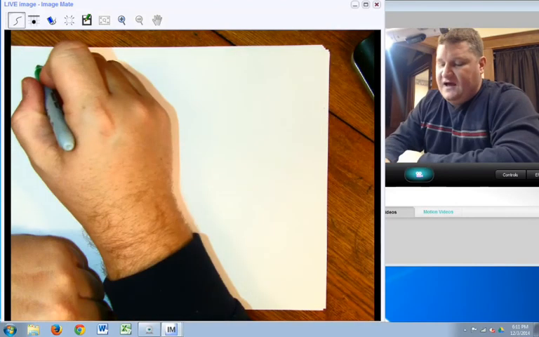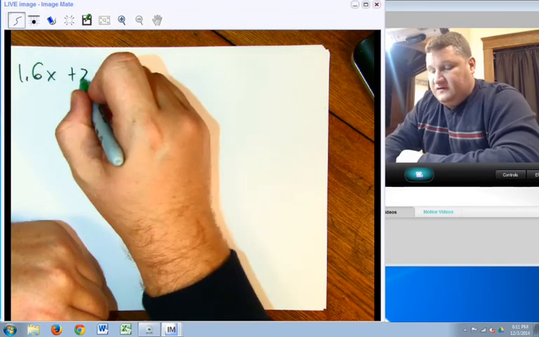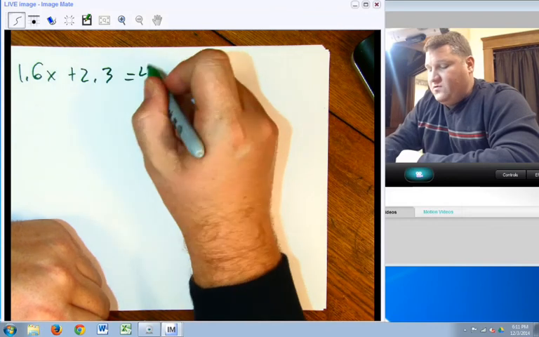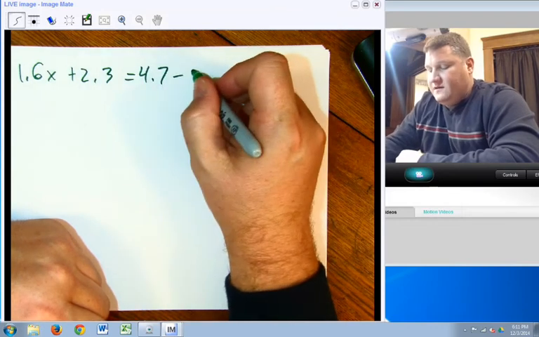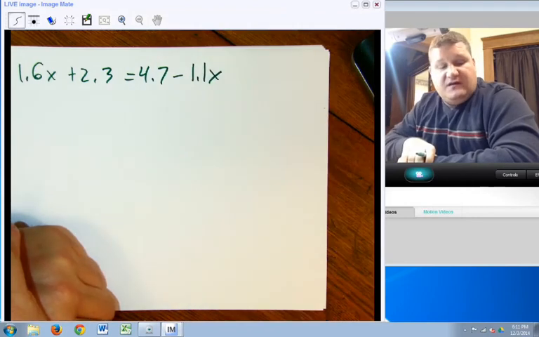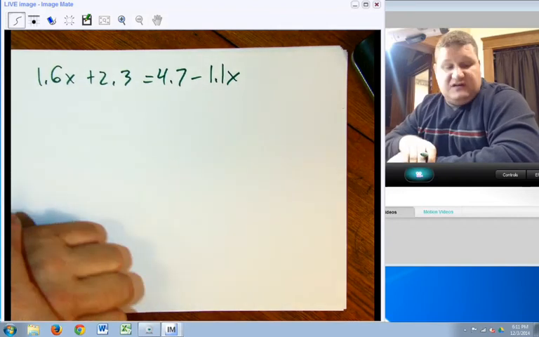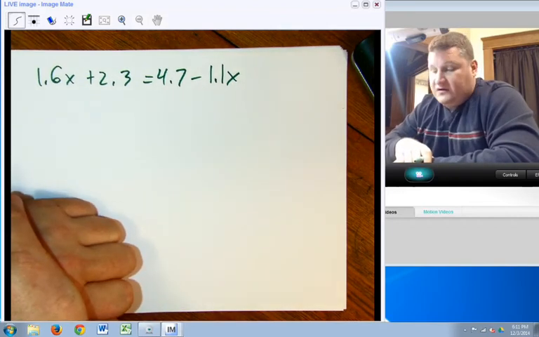If I have 1.6x plus 2.3 equals 4.7 minus 1.1x. So, something in this nature. Now, in this case, we have decimals to contend with, but that's okay. It works the same exact way.